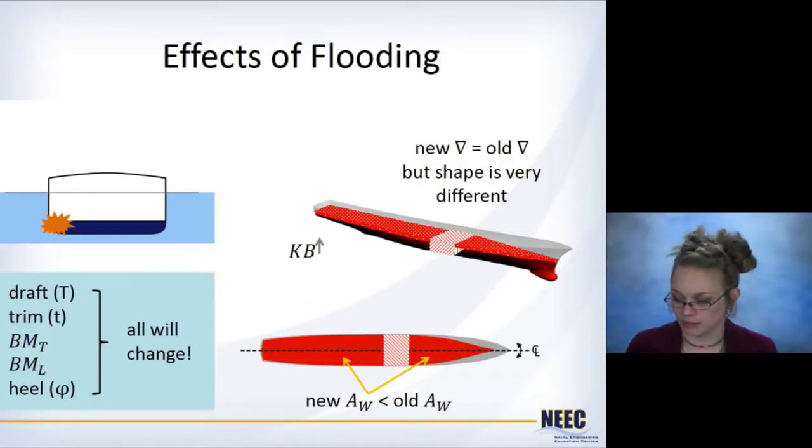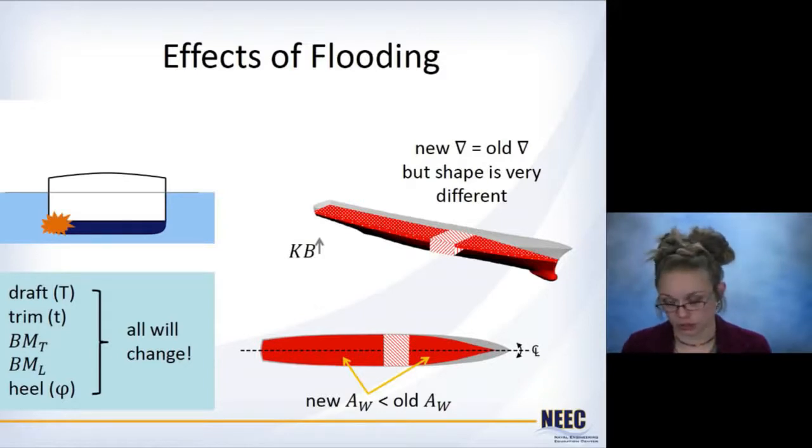So the center of buoyancy has increased because draft is increased, which means that KB has increased. You have a new centerline waterplane area that's less than the old waterplane area because, assuming the flooding is contained, the waterplane area isn't going to change radically apart from that part that's missing due to the flooded section. As a result of all of that, your draft will change, your trim will change, the transverse and longitudinal BM dimensions will change, and also heel.